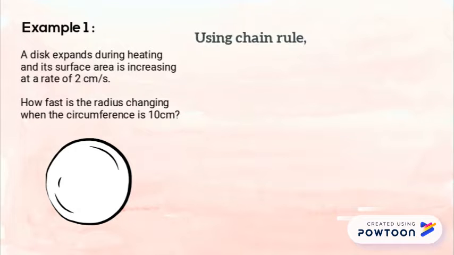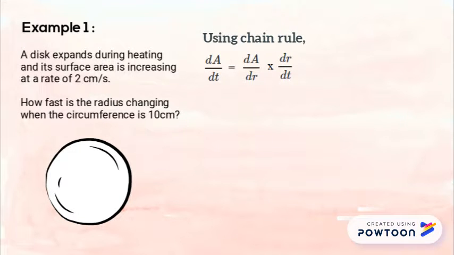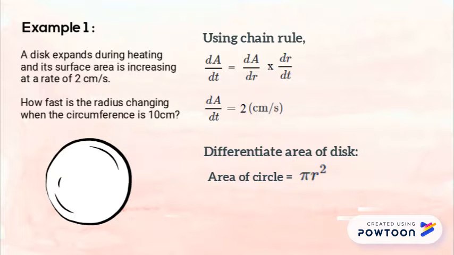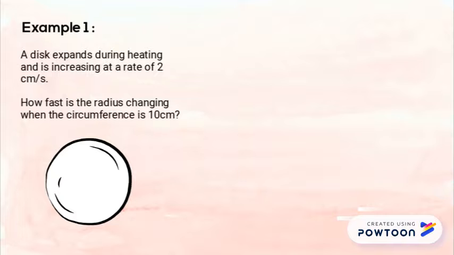So using the chain rule, we can derive that dA over dt equals dA over dr times dr over dt. It is given in the question that dA over dt equals 2 cm² per second. To find out what dA over dr is, we differentiate the area of a circle with respect to its radius, which in this case gives us 2 pi r. By substituting the values found previously, we know that dr over dt is 2 over 2 pi r.